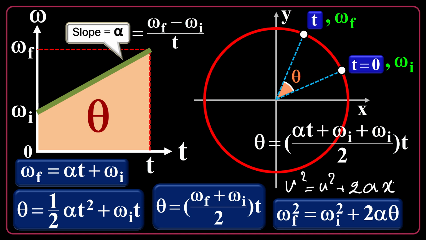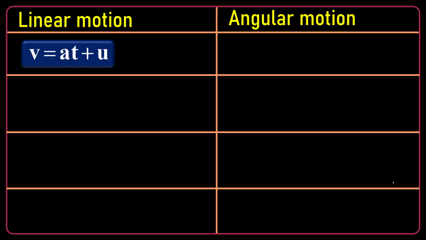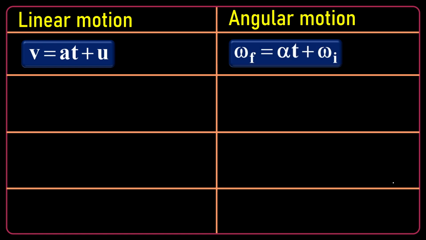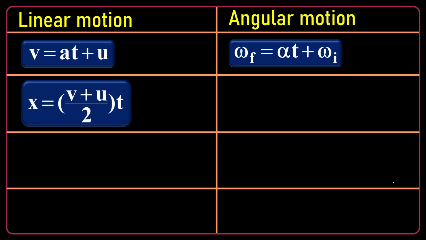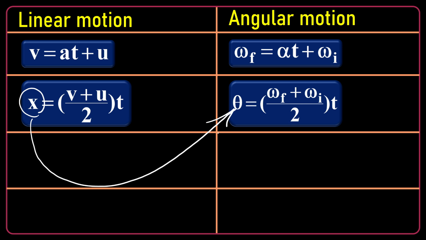So let's make that similarity in this table. In linear motion, we had v equals at plus u. Now we have omega equals alpha t plus omega initial. The other is x equals v plus u divided by 2, the final speed plus initial speed divided by 2. Now we have theta equals omega final plus omega initial, divided by 2, times t. Very similar. And this x is now substituted for theta, the angular displacement.